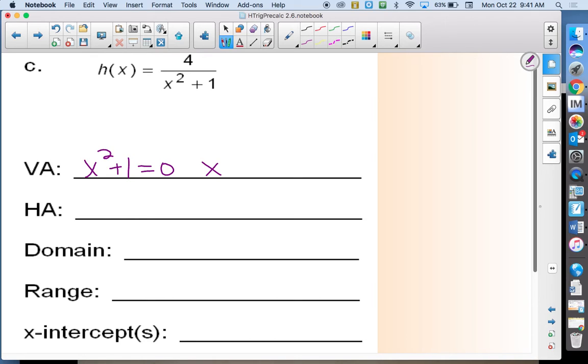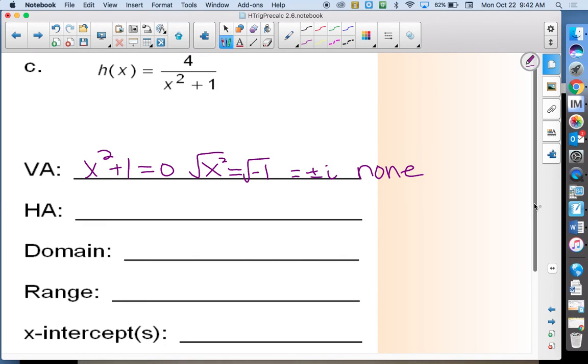Emily? Yeah, you get an imaginary number because you're taking the square root of -1, which is really plus or minus i. So Emily, what do you think that says about a vertical asymptote? There isn't one. Or there is, it's just imaginary. So technically, in our real number graph, there is not a value that would make the denominator 0. So there isn't a vertical asymptote.